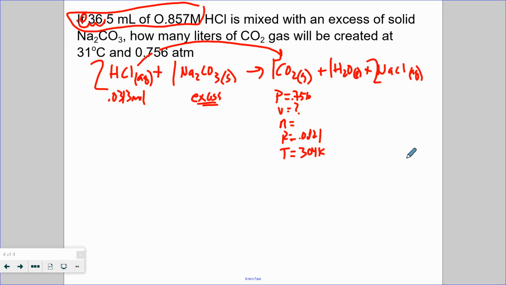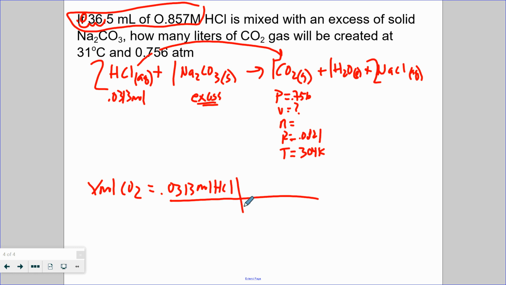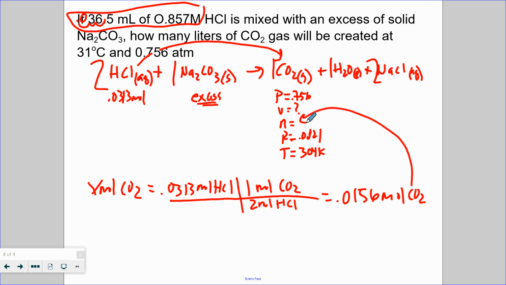And so let's see if we can find moles of CO2. So how many moles of CO2 is equal to 0.0313 moles of HCl? Bam, look at this. 2 moles of HCl to every 1 mole of CO2. And I am almost done. I know you guys can see it now. This guy here divided by 2. So I get 0.0156 approximately, 0.0156 moles of CO2.